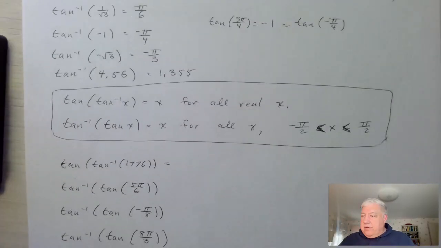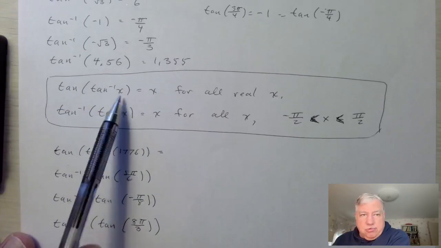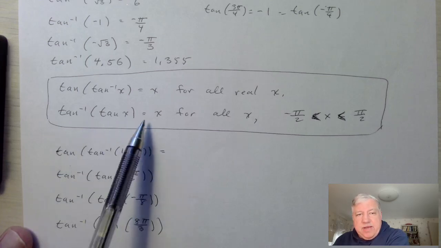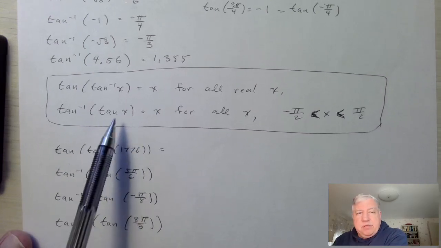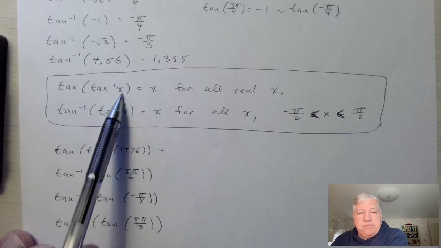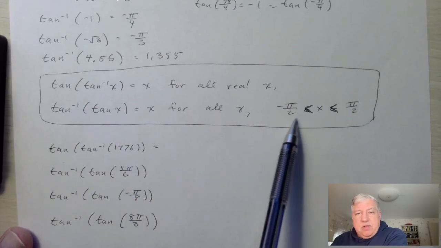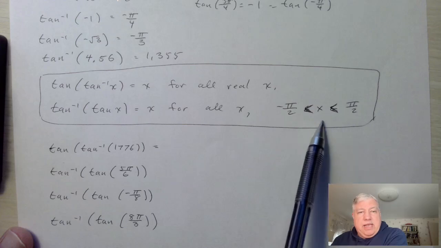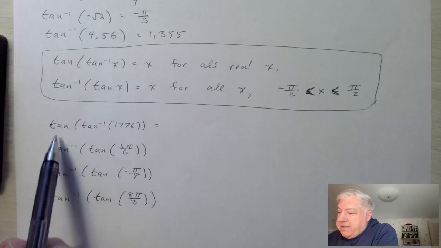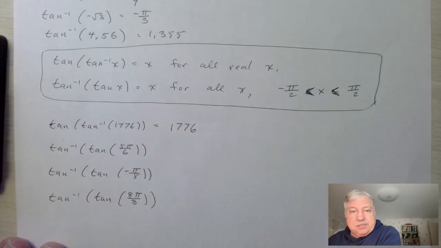All right, and as a property of this, the tangent of the angle whose tangent is x, of course, is going to be x, and the inverse tangent of the tangent of x is equal to x. And the nice thing about this is, you don't need to know what the value of the inverse tangent of x is, right? As long as x is in this range, it is the inverse tangent of the tangent of x. Okay, so we can see that the tangent of the inverse tangent of 1776 will just be 1776.